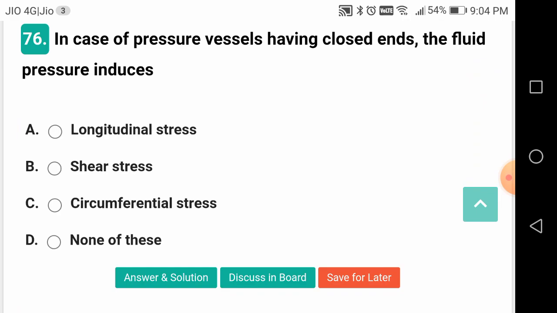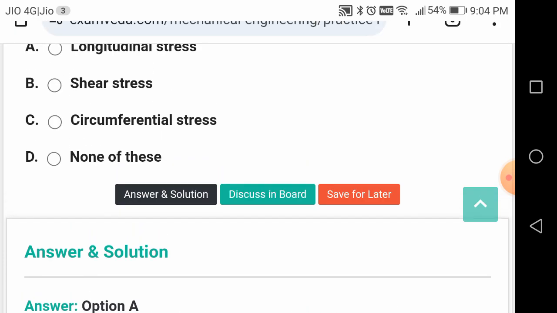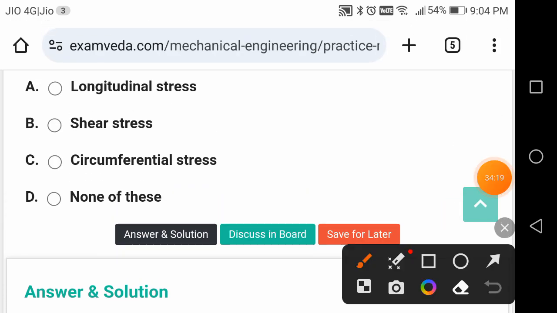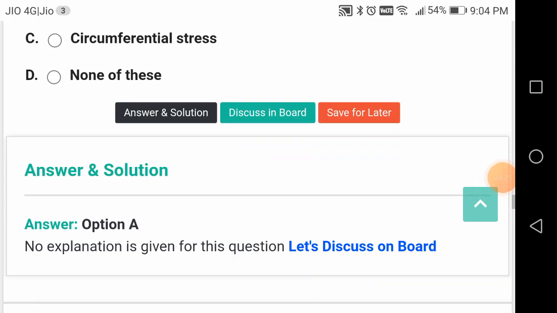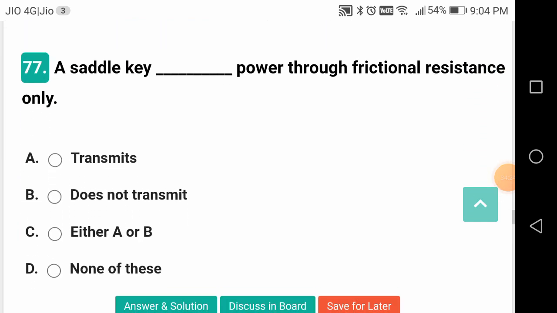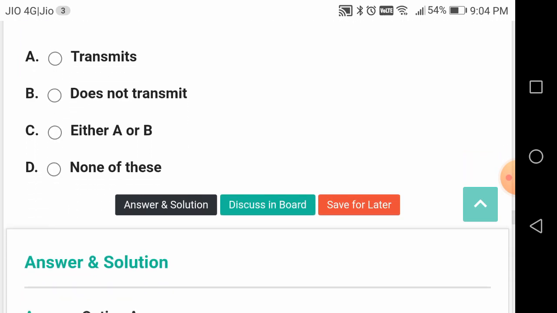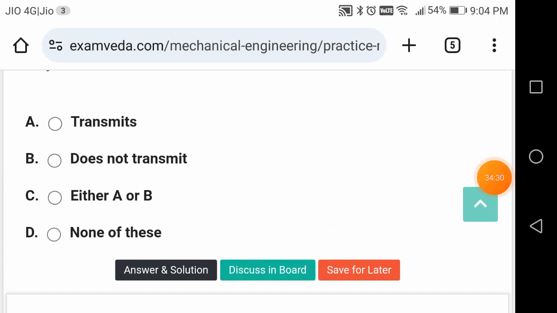In case of pressure vessels having closed ends, the fluid pressure induces what? Longitudinal stress. Just the reverse of the earlier case. A saddle key dash power through friction resistance only transmits.